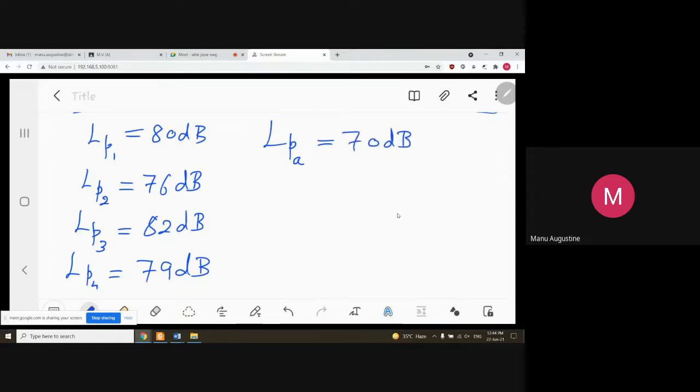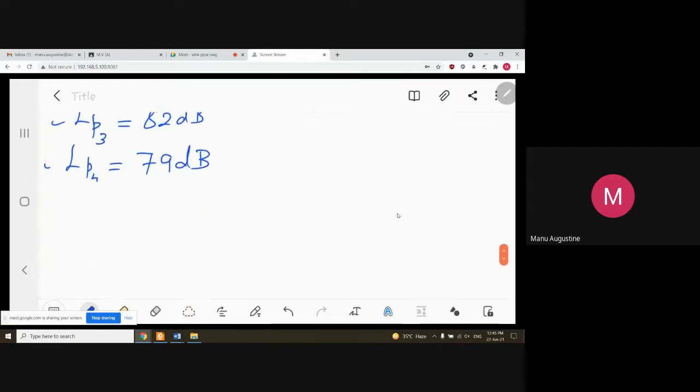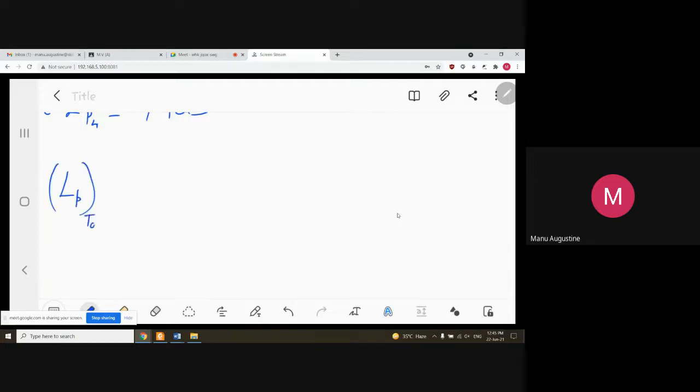Now, according to the question, we have to find the total sound pressure level. So that simply means we have to add these. All of them have to be added. So by applying this formula that I know, I simply say that the total SPL is simply 10 log to base 10.